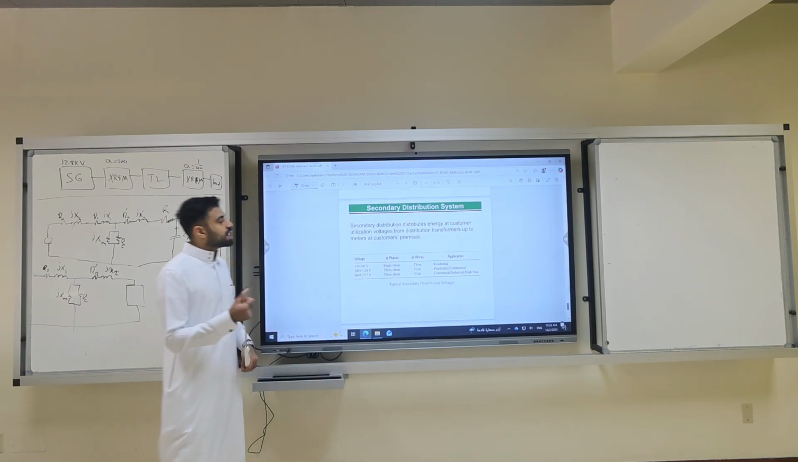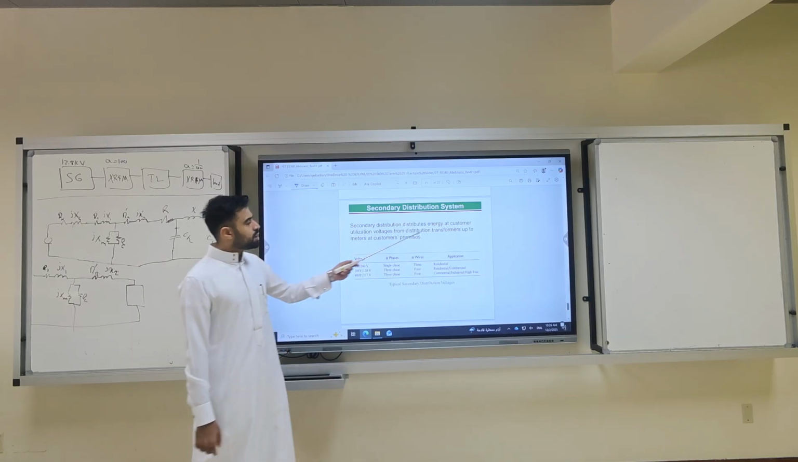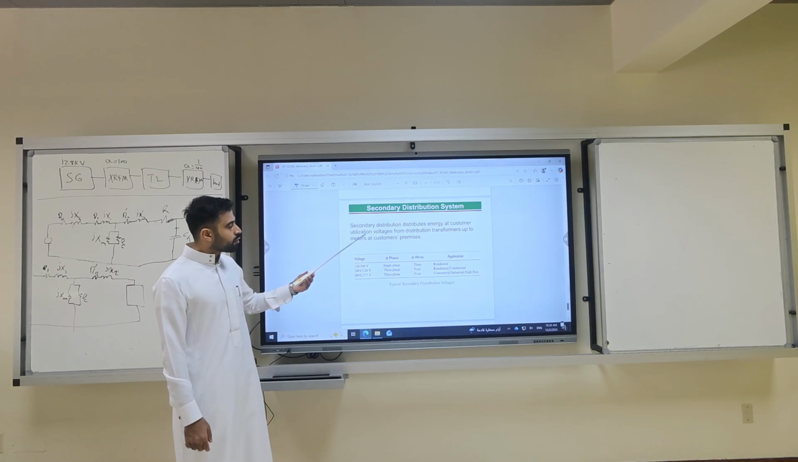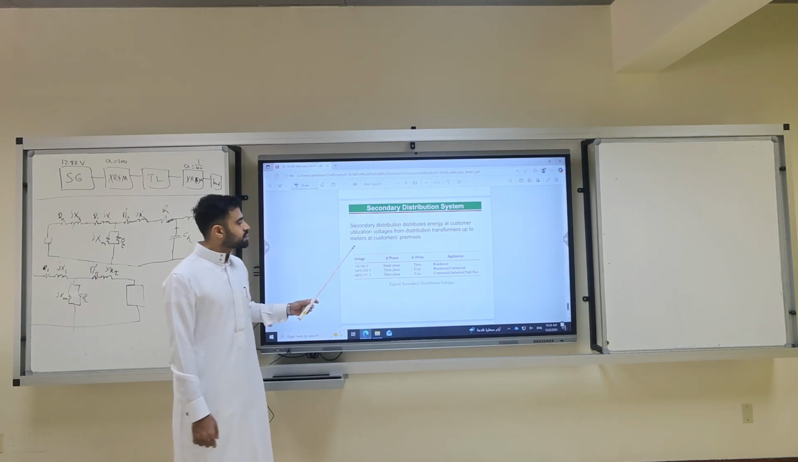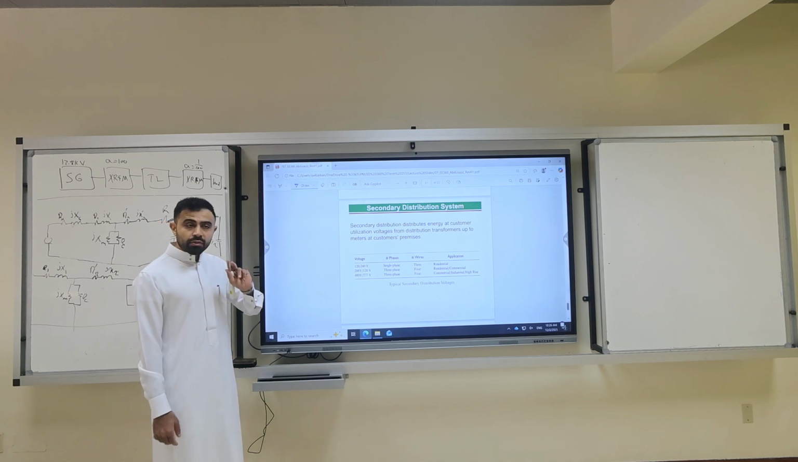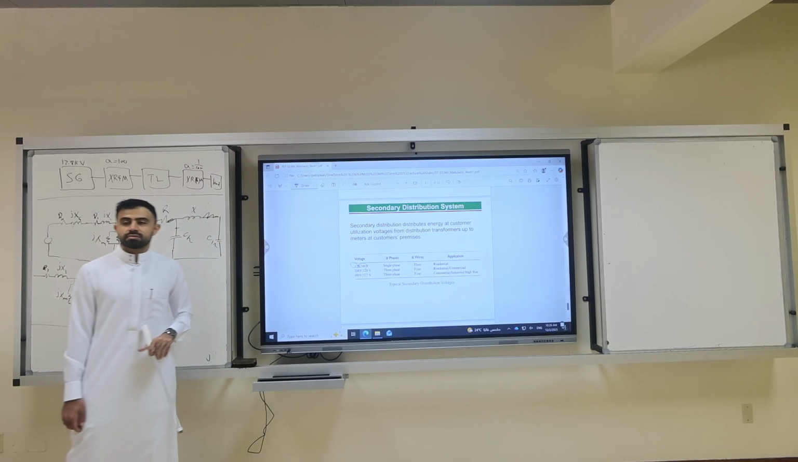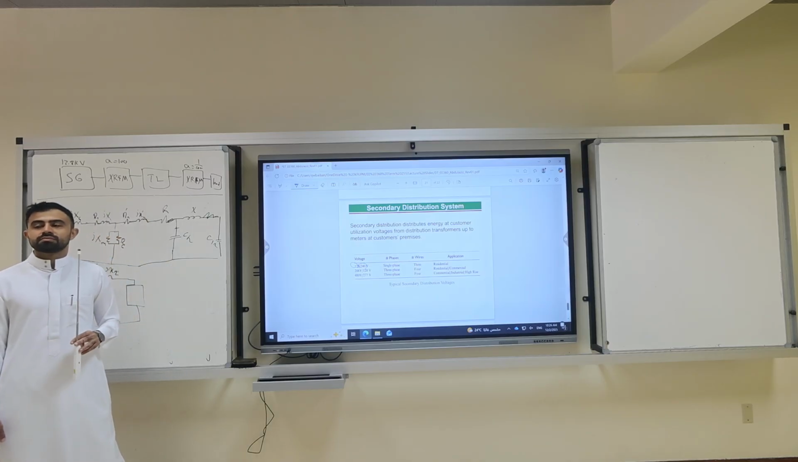Then we talked about secondary distribution, voltage levels, where they distribute energy at customer utilization voltages from distribution transformers up to meters at customers' premises. I want to test your knowledge. Is 240 line to line and 120 line to neutral? Yes. Who said yes? No. You should not get errors.